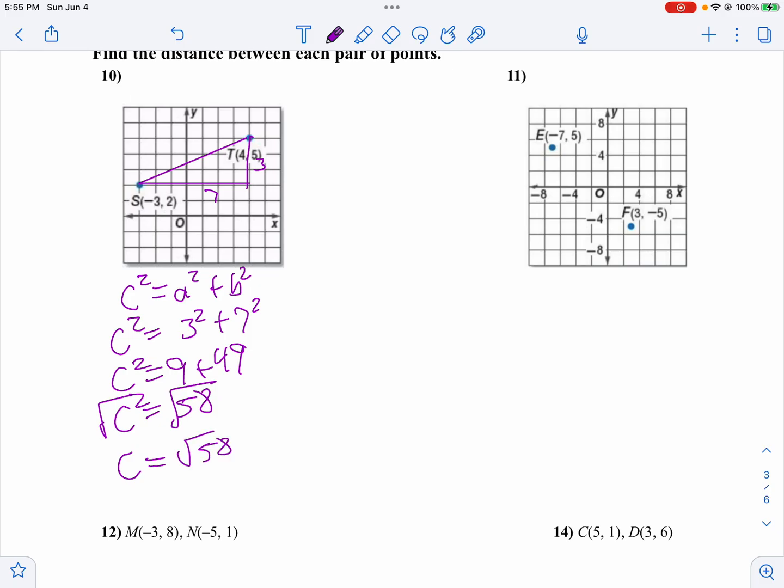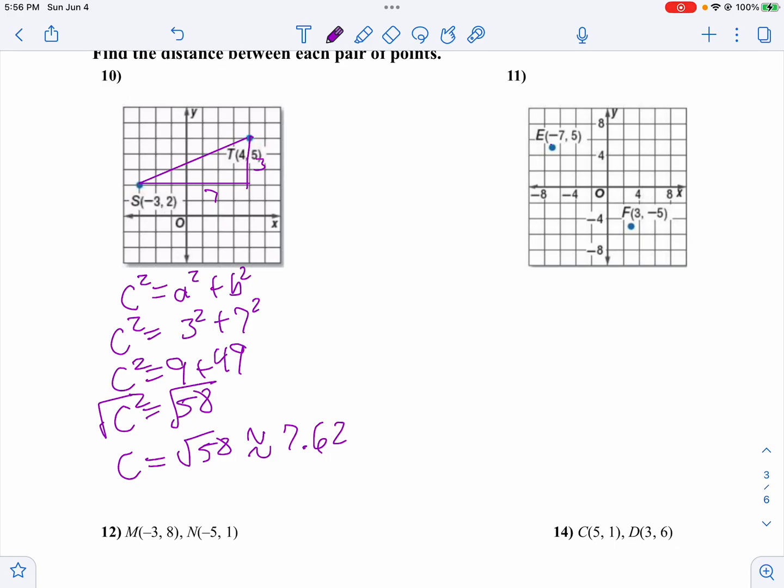You can write that as the square root of 58, or you can use your calculator. If we take the square root of 58 on our calculator, you see 7 squared is 49, so it's going to be 7 point something. We'll say that's about 7.62. Either one is correct. We'll do the same thing for E to F.